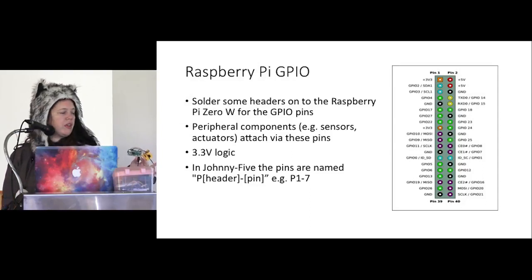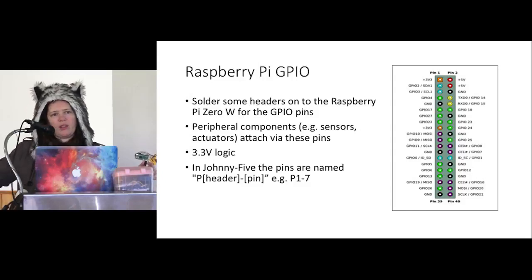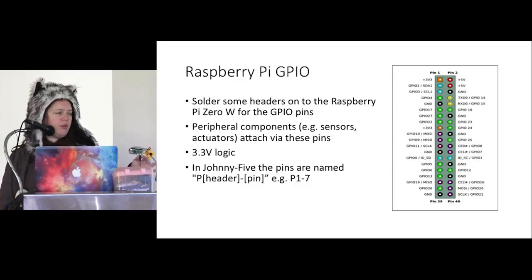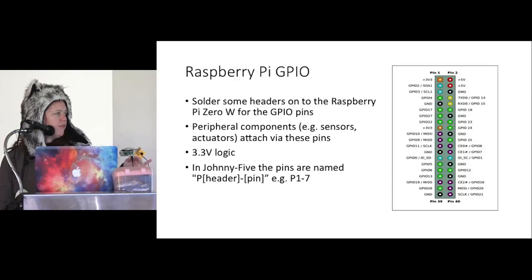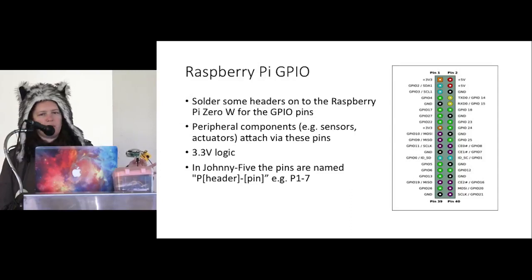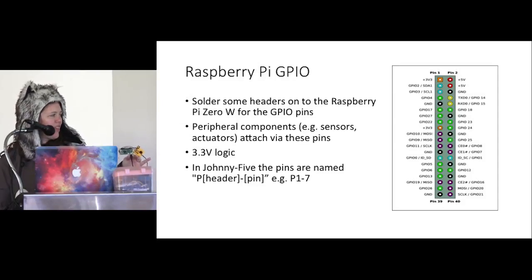So if you have a sensor that is generating 5 volts, you might want to use something like a voltage divider just to step that voltage down to 3.3, so that you get the full range of values on the Raspberry Pi. If that doesn't make sense to you, don't worry. That's just a detail for people who already use Arduino.